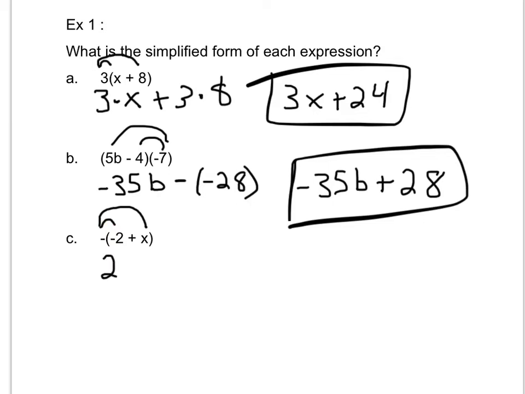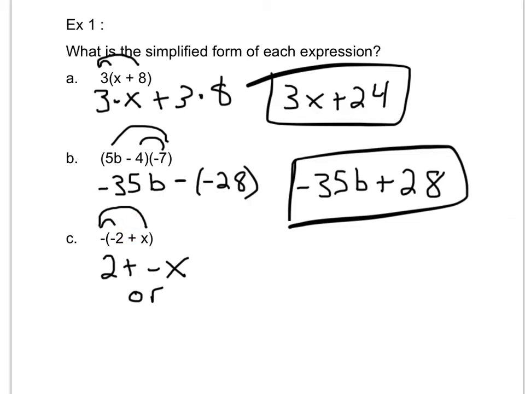We're going to keep our sign in the middle the same. And then we're going to do the opposite of x, which is what? Negative x. There you go, 2 plus negative x. And this really is only a good idea when you've got a plus sign in here.